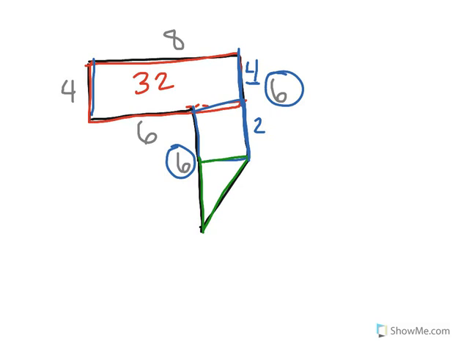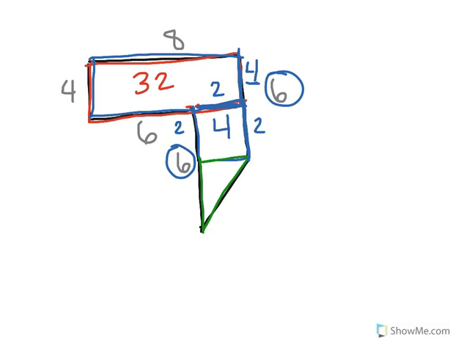Now, if this little piece is 2, that means over here we got 2. How about this side right there? Well, here's 8 units long, 6 units long. This must also be 2. So I have a 2 by 2 square, and the area of a 2 by 2 square is 4.